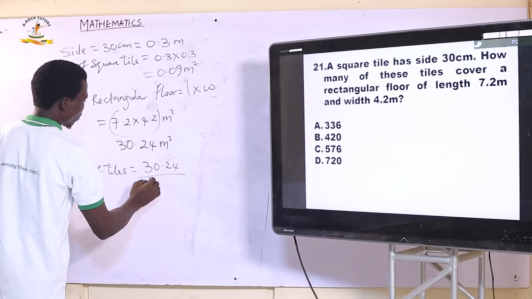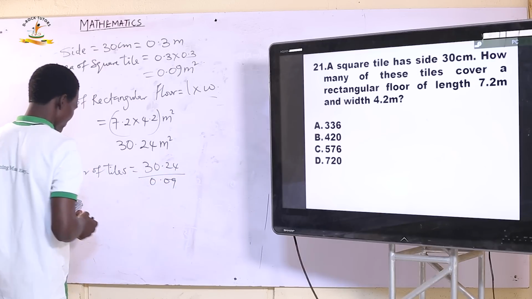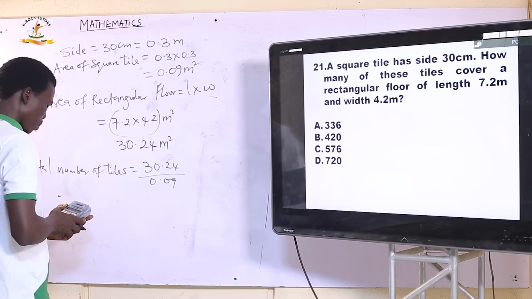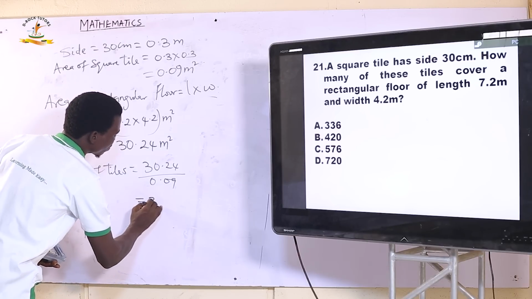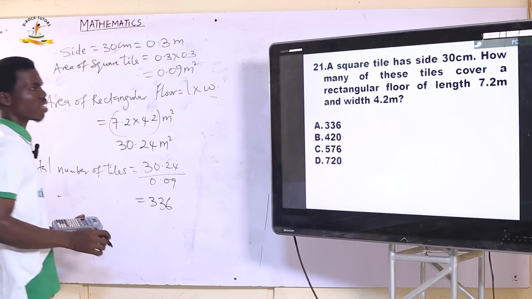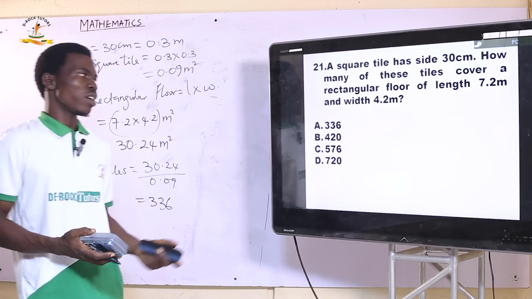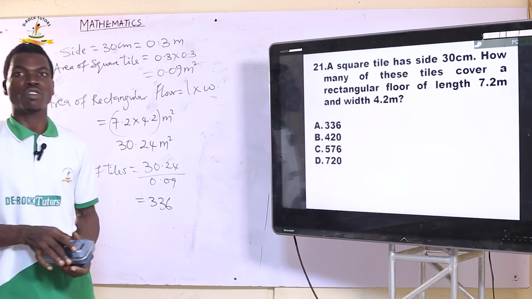30.24 all by what? 0.09. And if you do that divided by 0.09, you're going to have them as what? 336. So you need 336 sides to cover this area. The correct option is option A.